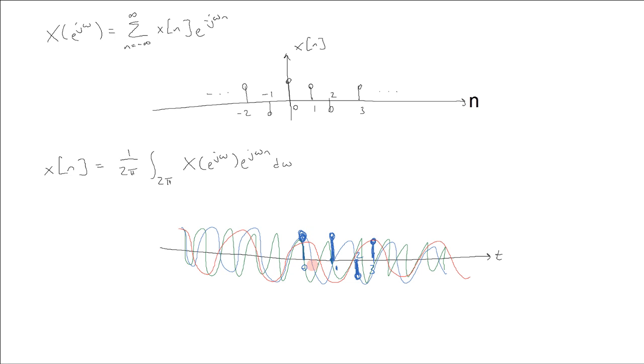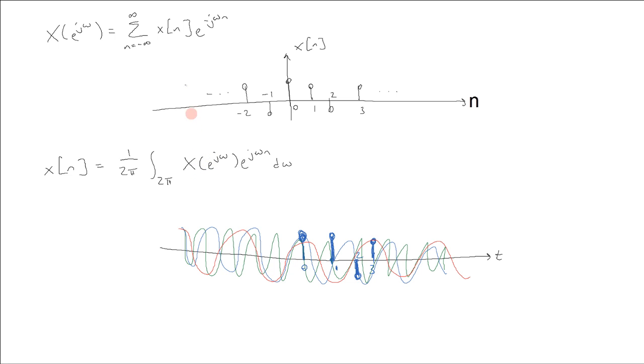They don't have to go to 0. They don't have to be anything at all. As long as each of these contributions add up to the appropriate value at the location that we want, that's all that matters. And that's how we synthesize our signal back out of these discrete time Fourier coefficients or values.